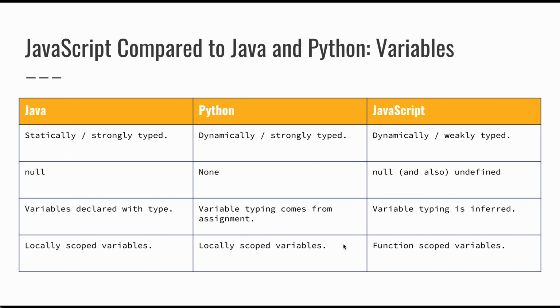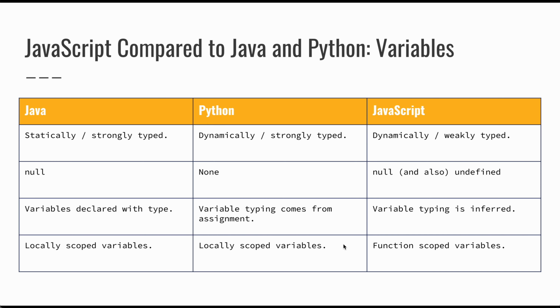In scope, with Java, your variables are scoped to the section where they're declared. In Python, they're also scoped to the section where they're declared in your code. And in JavaScript, the scope is the function scope, so it works a little bit different. We'll get into some examples of this when we get into variables within JavaScript.